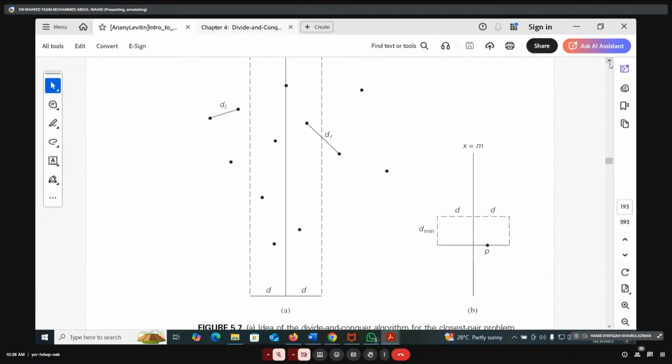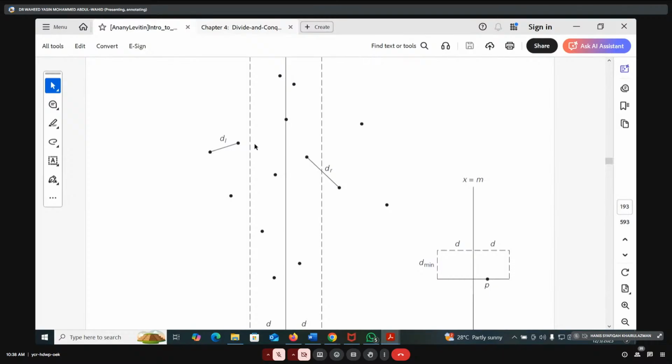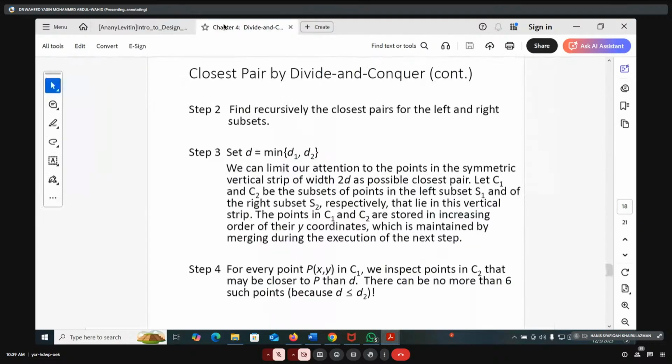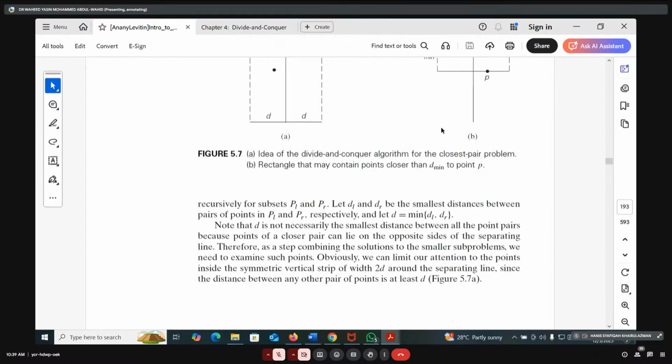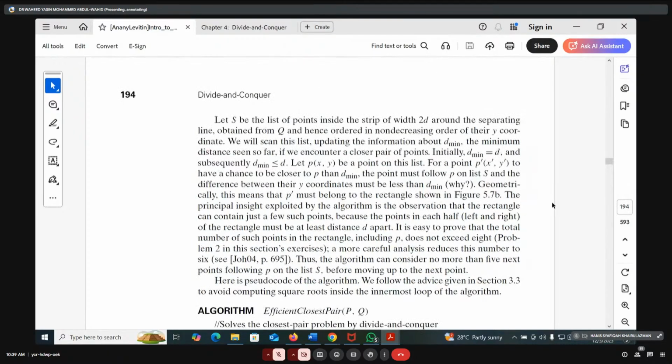So we have points in this area, and we have points in this area. We find the right and the left, but here we will find between this. So here, S will be the points inside the strip of width 2d.